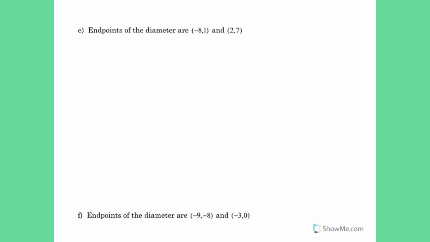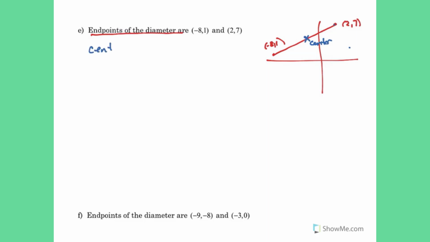Our last two examples are a little bit harder because this time we're talking about the endpoints of the diameter. So what two things do I need? I need the center and the radius. I have neither. So if you just, again, visually, negative 8, 1 would be over here. And let's see, 2, 7 would be somewhere there. And that's the diameter. Well, what's happening in the middle of the diameter? That would be my center. I need to find the midpoint. So my center is going to be the midpoint of my diameter.